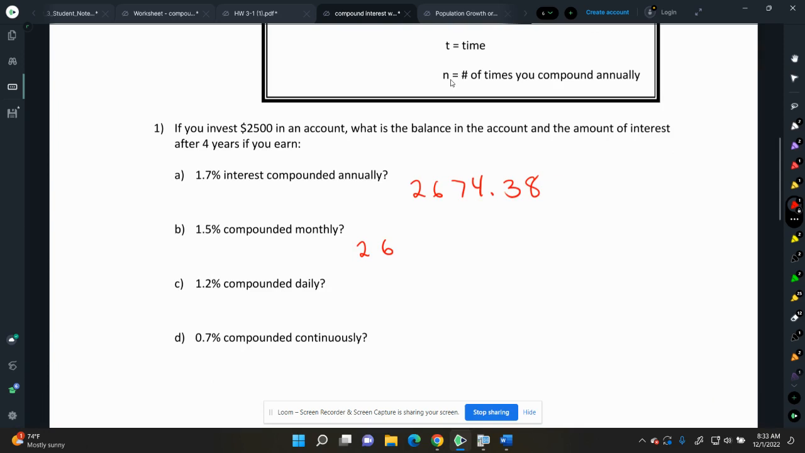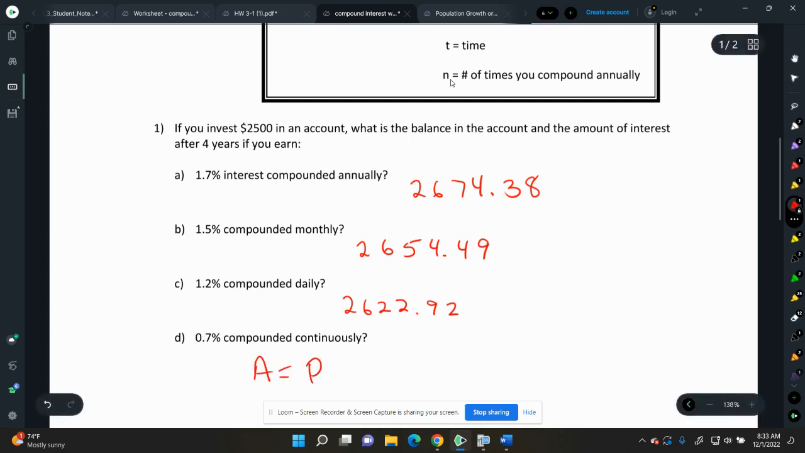Oh, the interest rate went down. Okay, I was like, because the amount went down. 2654.49. Daily, we're looking at 2622.92. And then part D, you have to use your PERT formula, which gives me 2570.99.